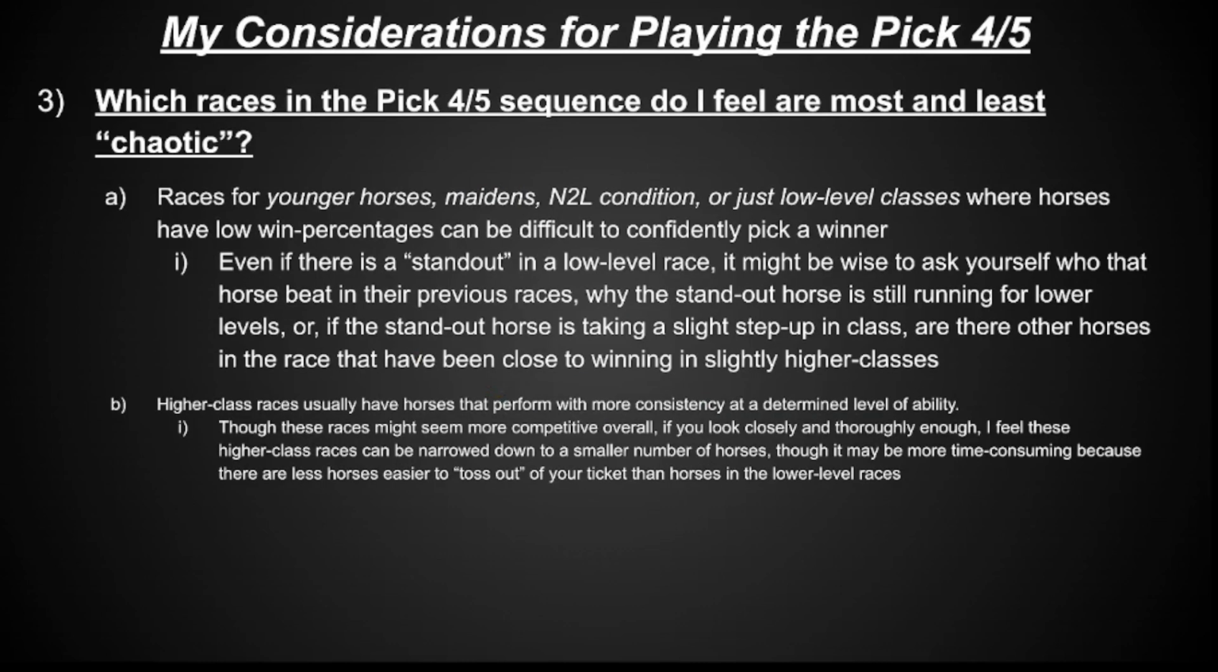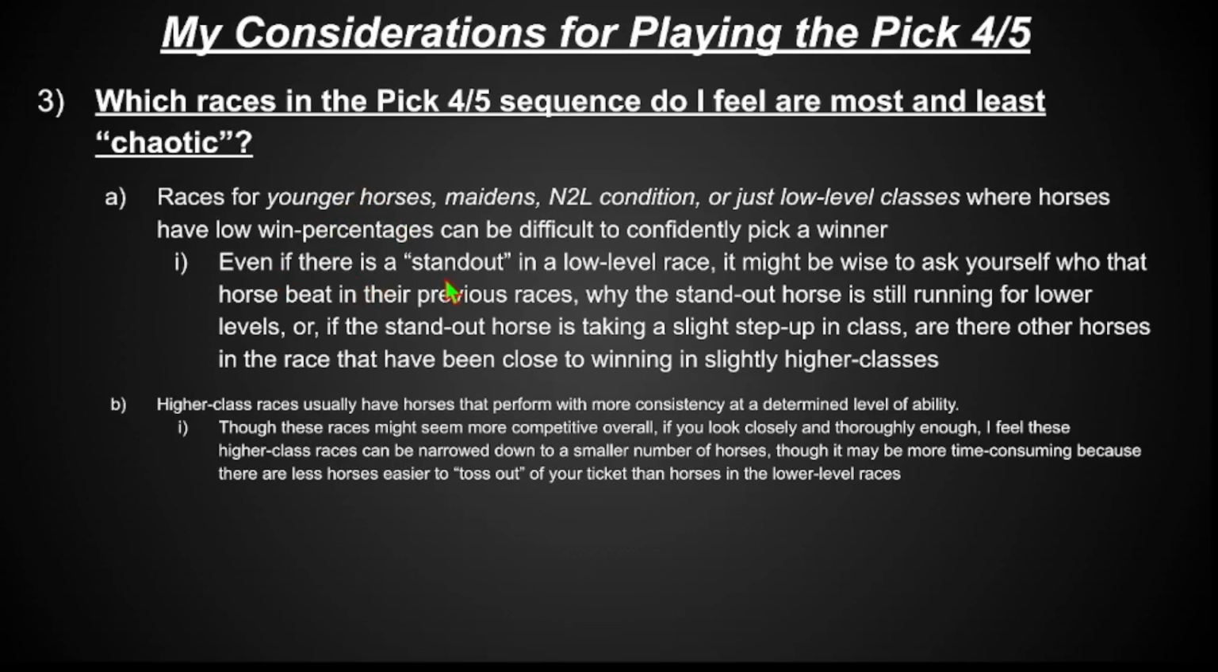Which races in the pick 4 or 5 sequence do I feel are the most and least chaotic? Races for younger horses, maidens, those are horses that have never won before, the non-winners of 2 races lifetime condition, so horses that have only won 1 race, or just low-level classes where horses have low win percentages, can be difficult to confidently pick a winner. You'll see a lot of these races throughout the country, and these are just races that I feel invite chaos, meaning pretty much anyone can win, so you really have to sift through who has some talent and who really just is a total toss.